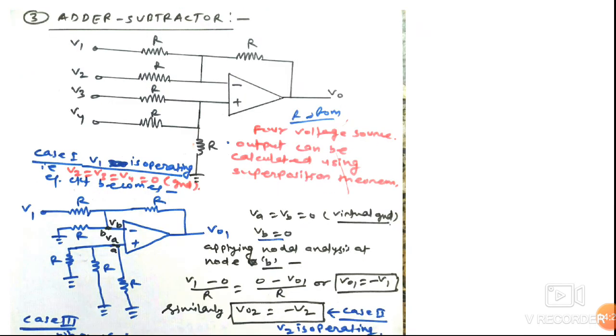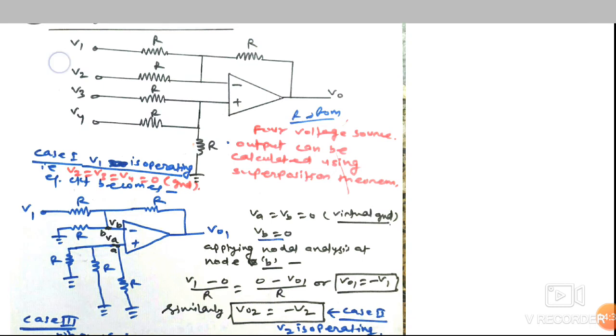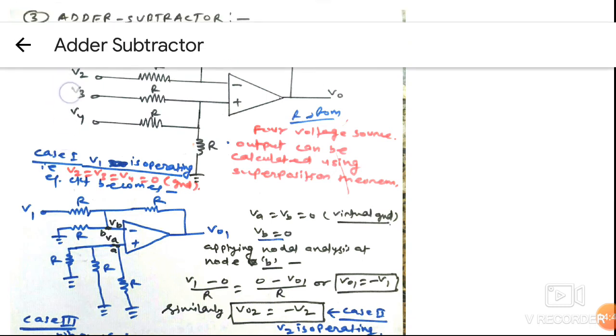Now this is an adder subtractor circuit. So we have applied more than one voltage source at the negative terminal, that is the inverting terminal, and more than one voltage source at the non-inverting terminal also. So for simplicity we have taken all the resistors equal to R here. So these are voltage sources V1, V2, V3, V4 operating here.